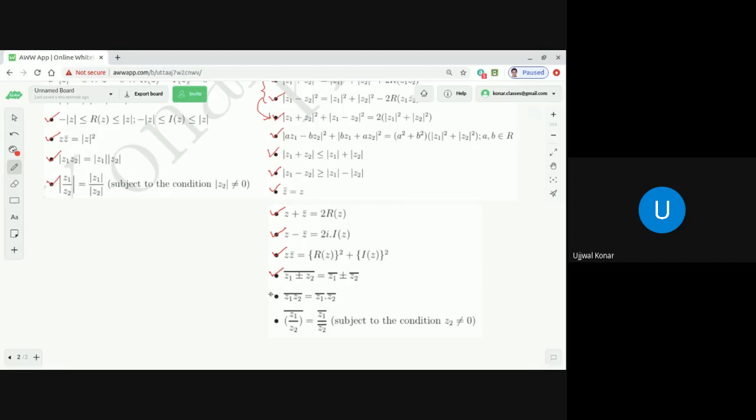The conjugate of z1 into z2 is equal to z1 bar into z2 bar, and the conjugate of z1 by z2 is equal to z1 bar by z2 bar, subject to the condition that z2 is not equal to 0.